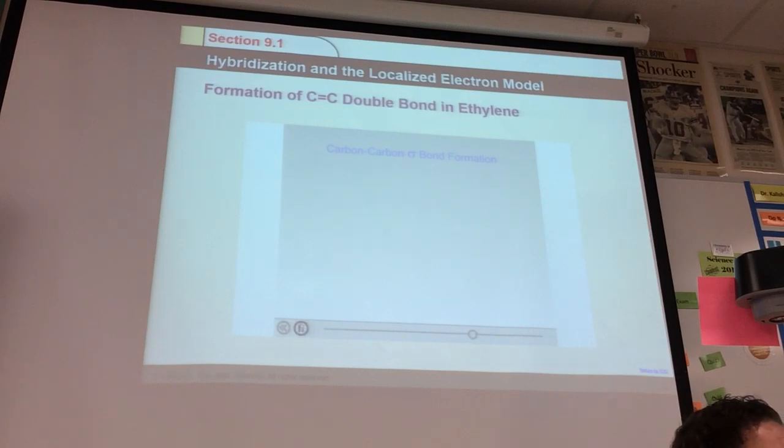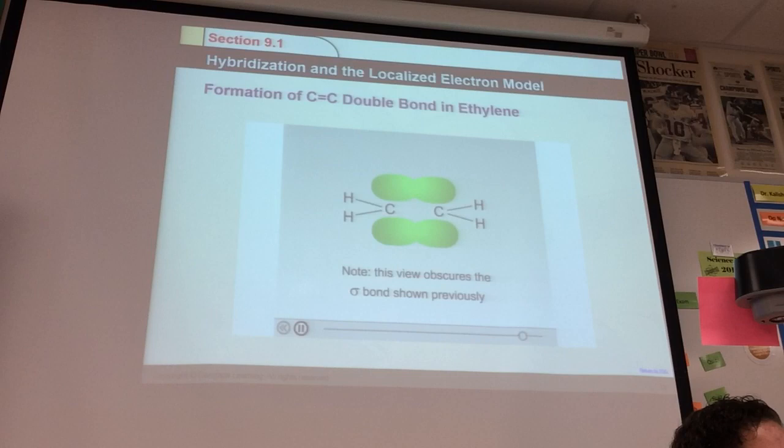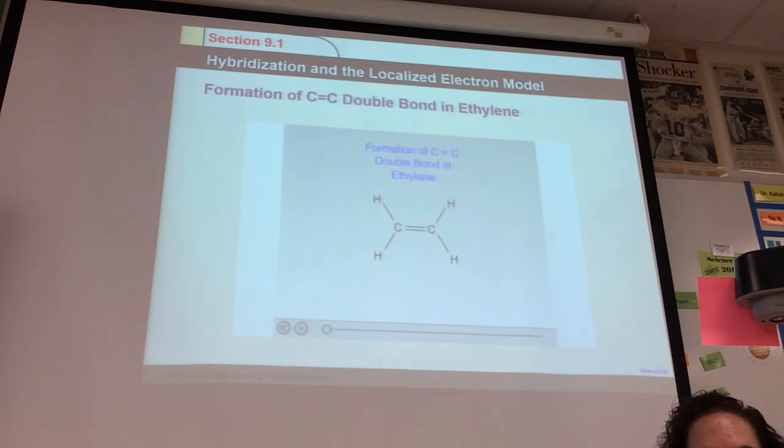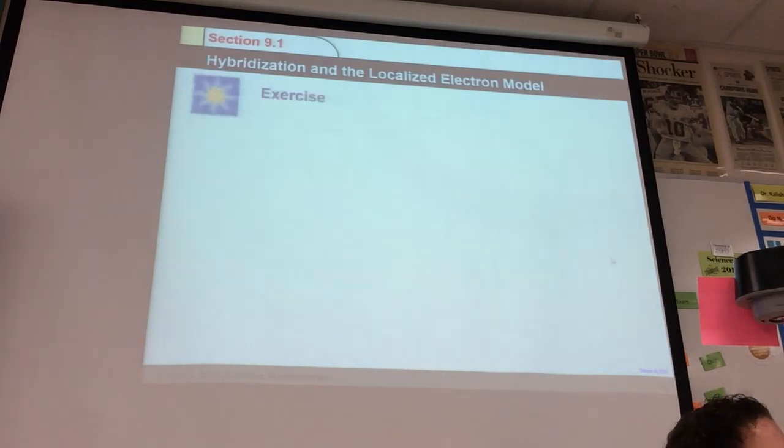Now we use a side-on view to show how the remaining unhybridized p orbitals on each CH2 unit overlap to form the carbon-carbon pi bond. That's 1 pi bond. That's a little tricky, and you don't have to get so technical. Single sigma, double sigma and a pi. Triple sigma and 2 pi's. It's not hard. We already looked at that 3 times.